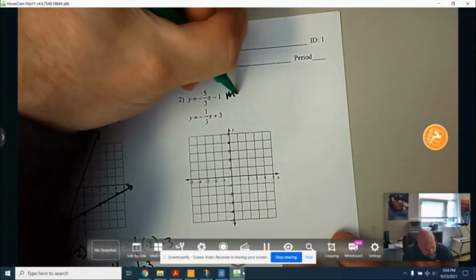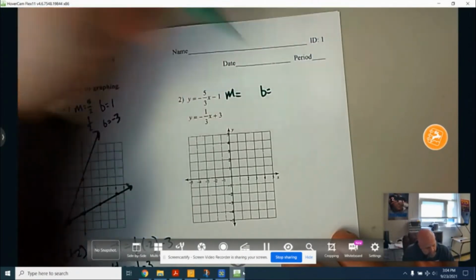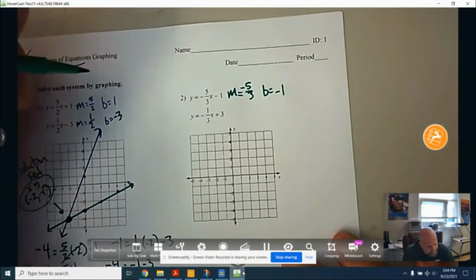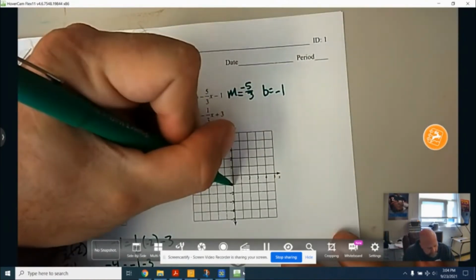Okay, number 2. Start off, m equals, b equals. So my m is -5/3, my b is -1. All right, I'm going to go ahead and plot the first one.